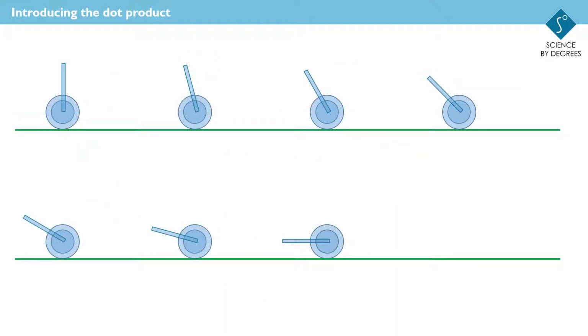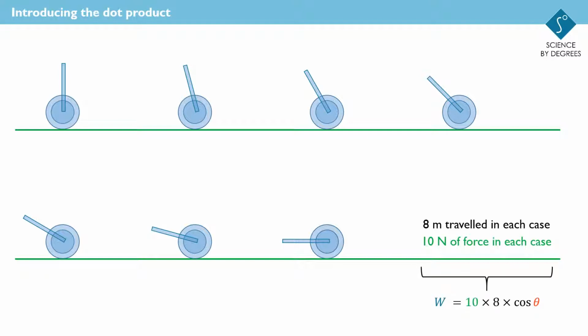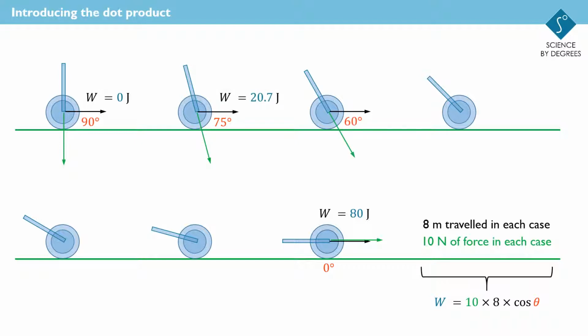Let's investigate properties of the dot product by returning to the example of work done. The more aligned the force with the direction of travel, the greater the work done. This is taken care of in the equation for work done using the cos theta. When the two vectors are aligned, theta is 0 and cos theta is 1. In contrast, for a force at right angles to the direction of motion, theta is 90 degrees and cos theta is 0, leading to no work done. As theta is reduced from 90 degrees down to 0, so cos theta increases and more work is done.